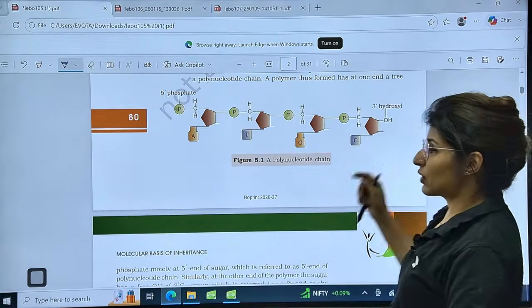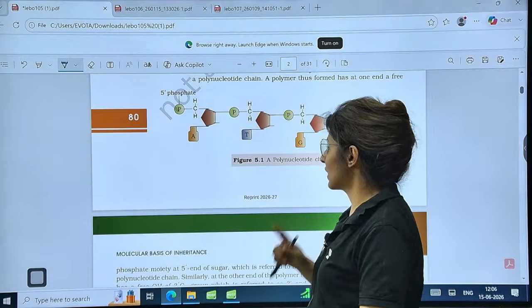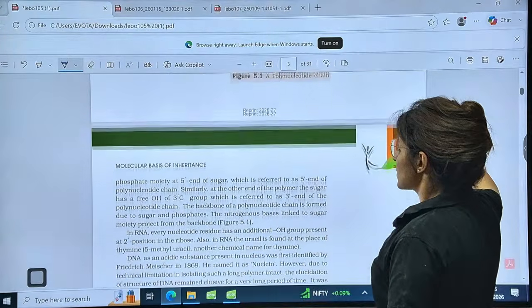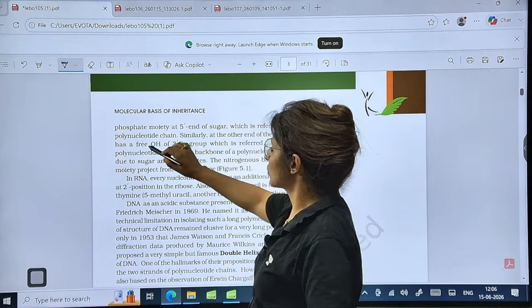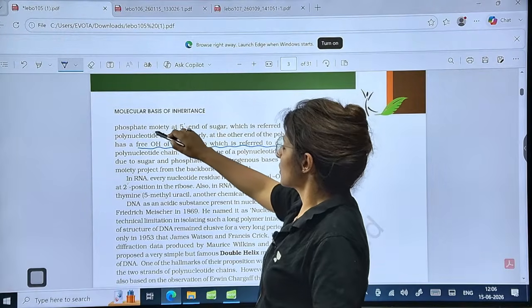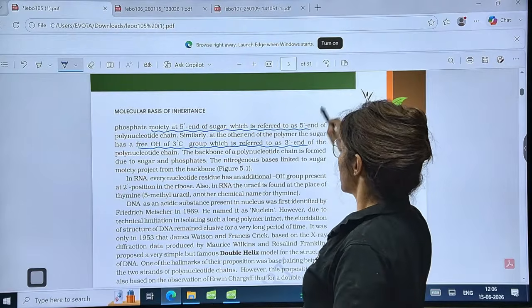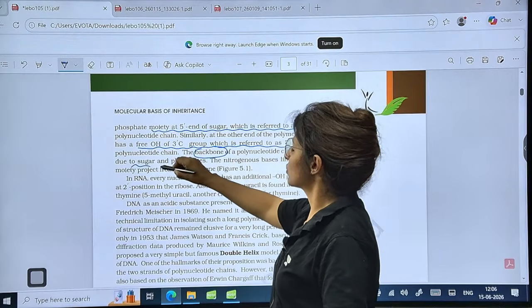Anti-parallel nature is because of the phosphodiester bond. In both the strands, it has opposite polarity. Now, the phosphate moiety is referred to as the 5' end. Similarly, at the other end of the polymer, the sugar has a free OH group, which is referred to as the 3' end. Now, the backbone is due to sugar and phosphate.